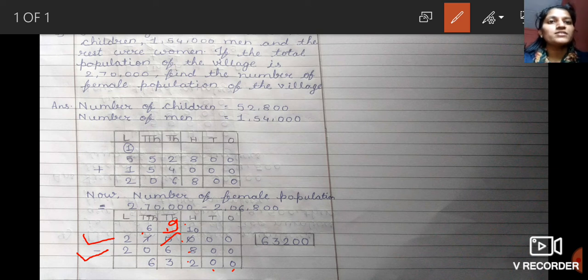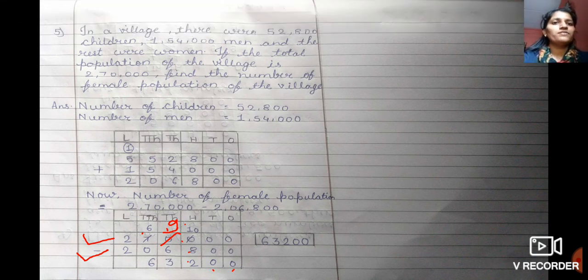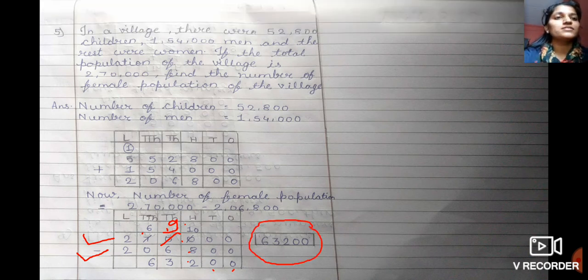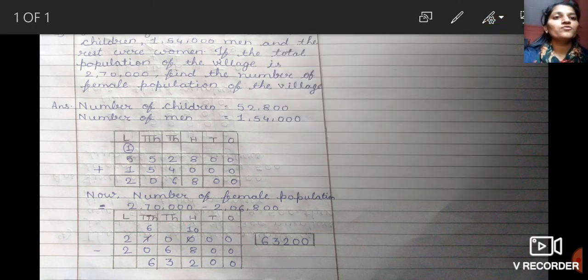Okay, so 6 minus 0, 6, and 2 minus 2, 0. If we do not write the 0, it's fine. So our final answer is 63,200. This is our final answer. That means the total number of women population is 63,200, right?